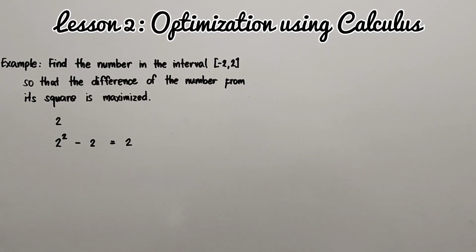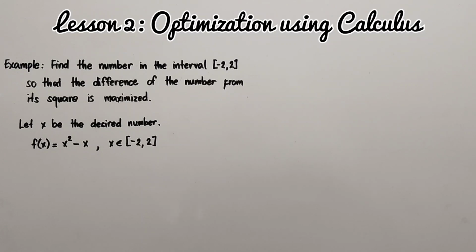In this problem, we need to get the number that will yield the highest or the greatest functional value because of the term maximize. Since the number is unknown, we let x be the desired number. From the problem, that is the square of the number minus the number itself. Because of the interval negative 2 to positive 2, our x must be an element of that closed interval.